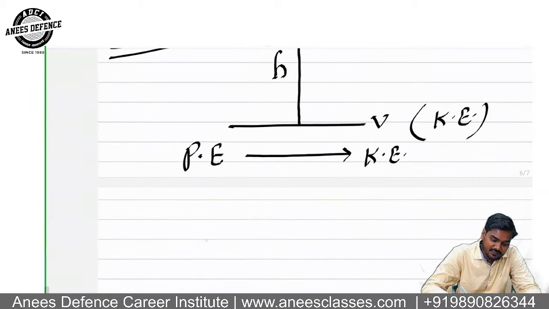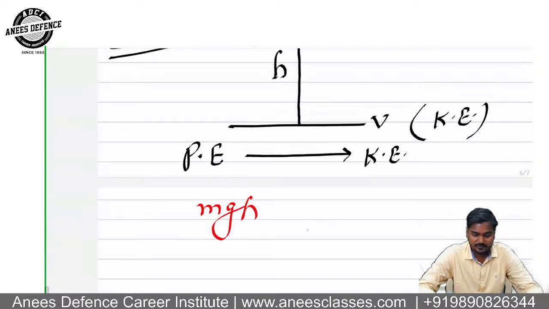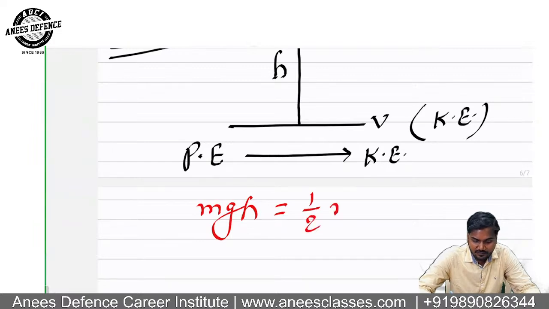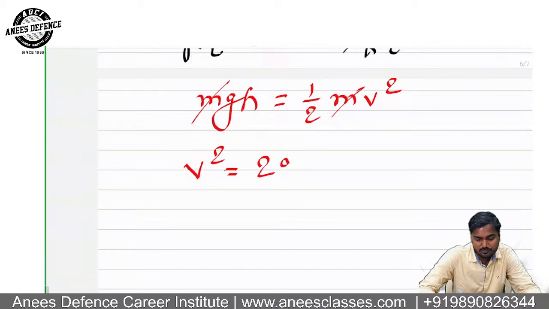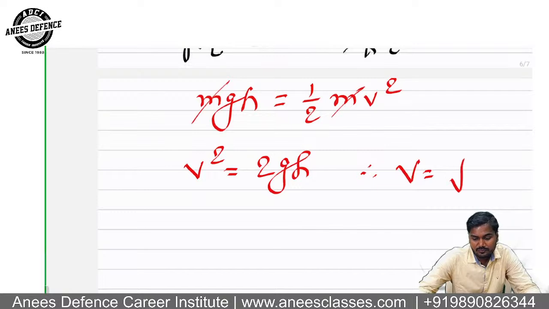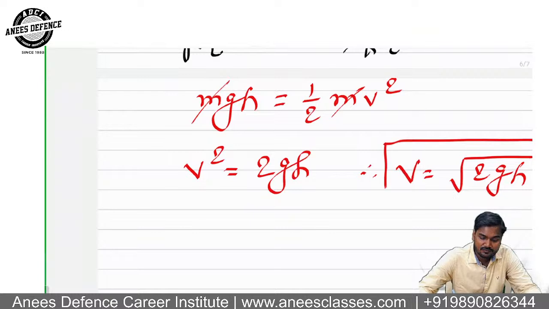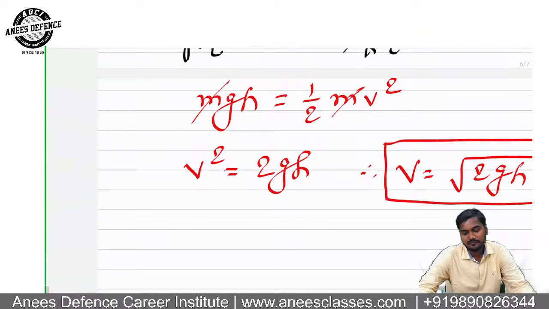So what will be potential energy? Potential energy is mgh and kinetic energy is half m v square. Just cancel mass. So you can write v square is equal to 2gh. Hence v is equal to root 2gh. Any doubt?